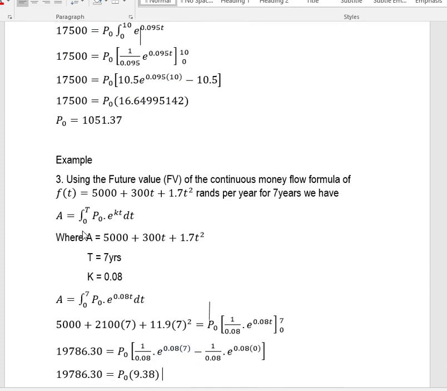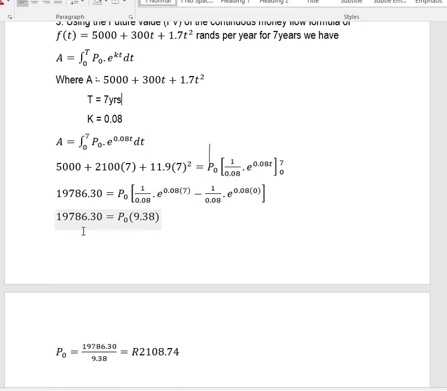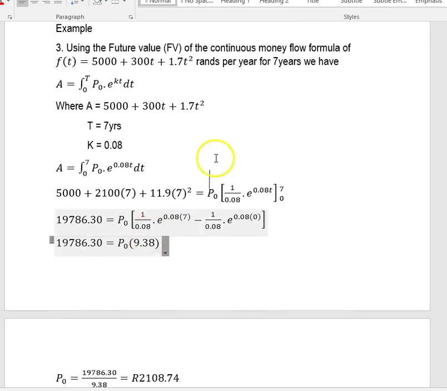Let's look at the accumulated future value, for example 3. Here we're given the future value of a continuous money flow of that much, and this is given as a function in terms of t, rands per year for 7 years. So it means my t is 7 years, that's my accumulated profit, that's my k. We are told to find the future value, so it means I'm looking for the value that will give me that. Okay, and so that is the formula. This is the future value there.